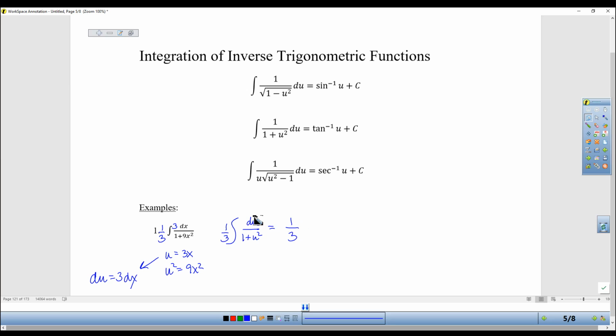That gives me 1/3, and now that I have this exactly the way I want it, it is just 1/3 inverse tangent of u, which is 1/3 inverse tangent of 3x plus c.